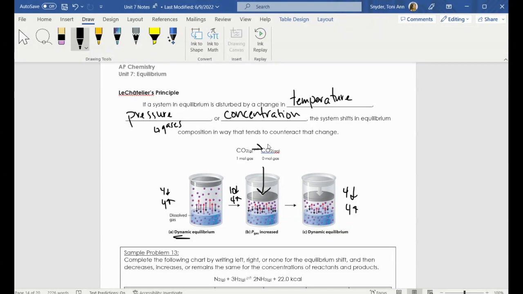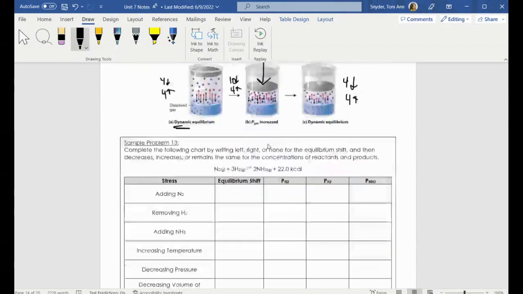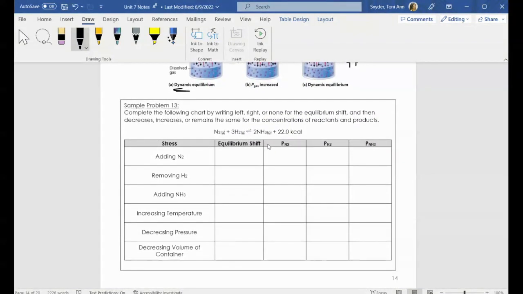of this reaction. I'm forcing more CO2 to become dissolved. And that's the whole basis behind Le Chatelier's principle: what's going to happen to the equilibrium? Am I going to form more reactants, or am I going to form more products based on this stress that I'm applying? So let's take a look at this particular example here.